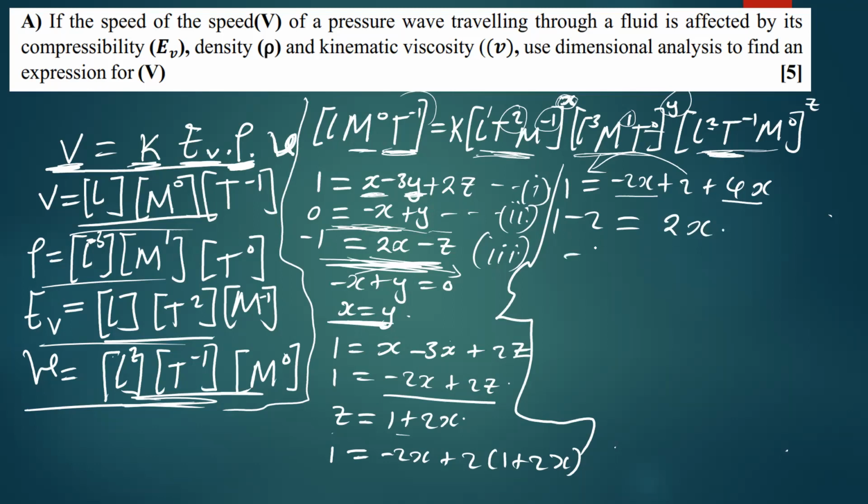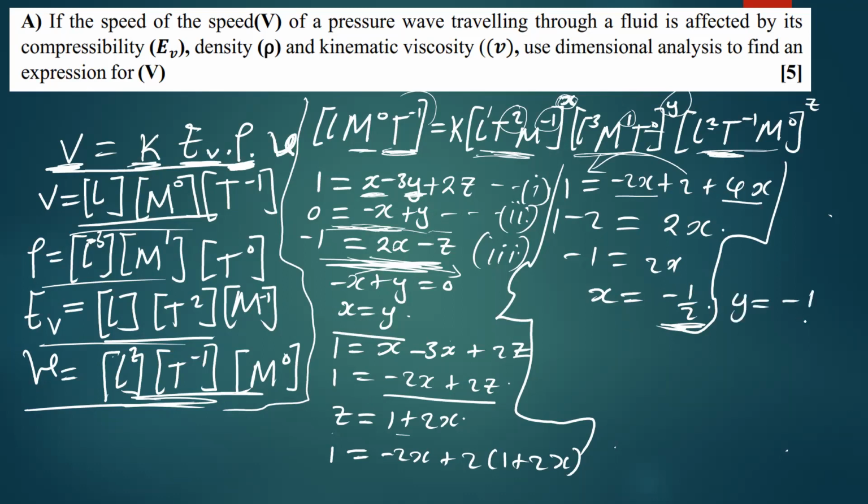And then this side will have negative 1 is equal to what? 2x, meaning the value of x becomes what? Negative 1 over 2. So if the value of x is negative 1 over 2, it means that the value of y is also negative 1 over 2, because we know to say x is equal to y according to these equations that we have found here. So since x is negative 1 over 2, it means that y is also what? Negative 1 over 2.